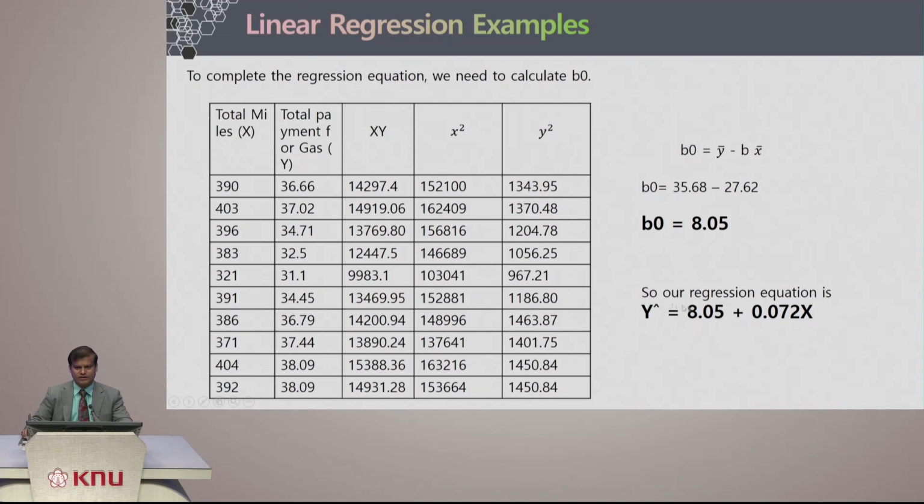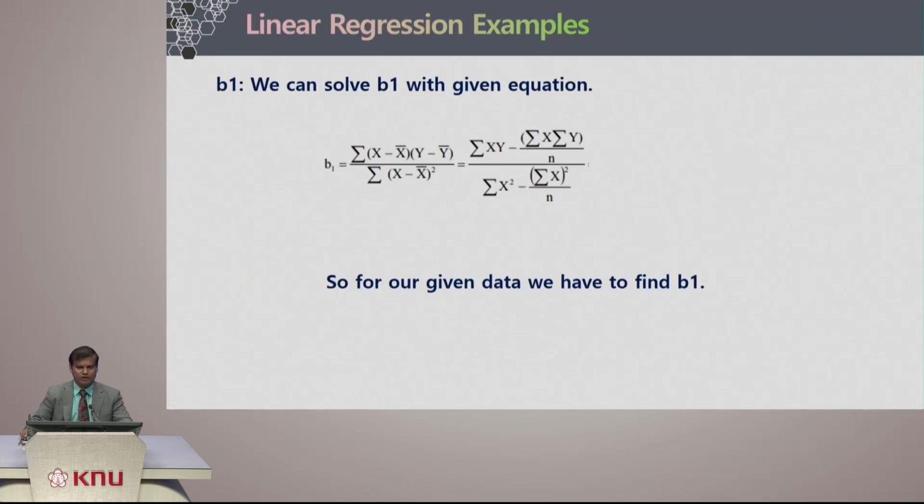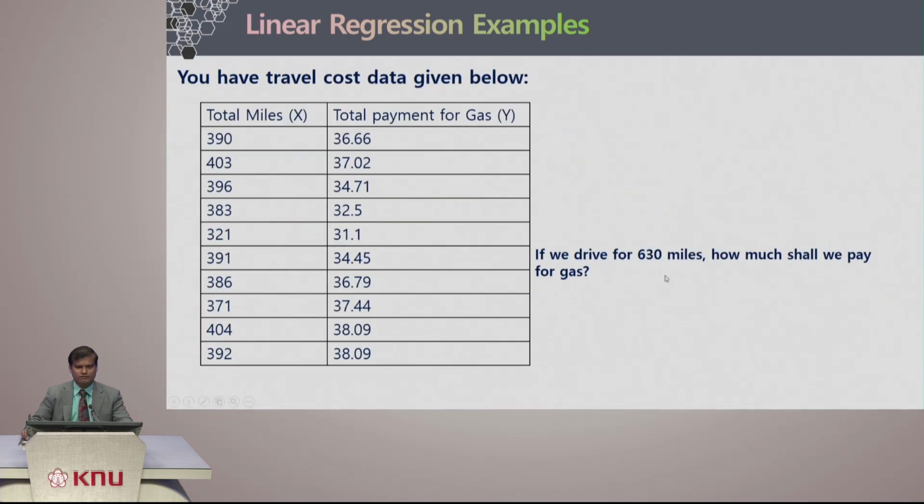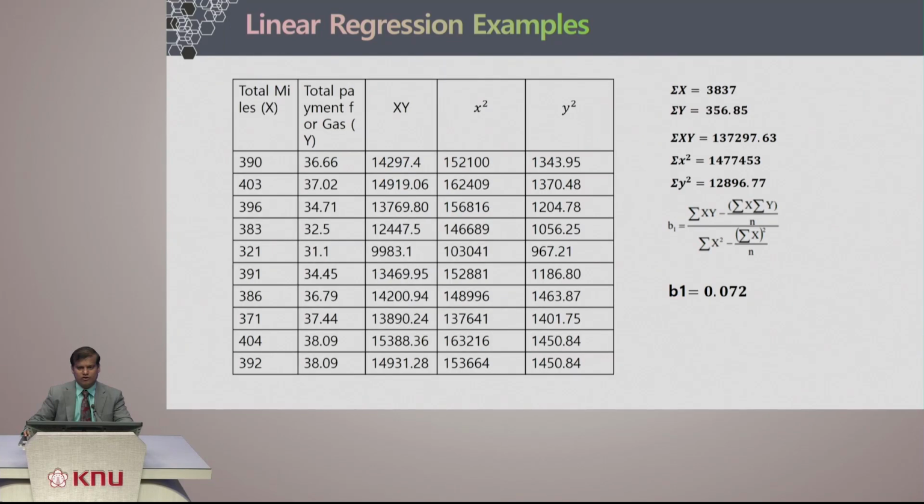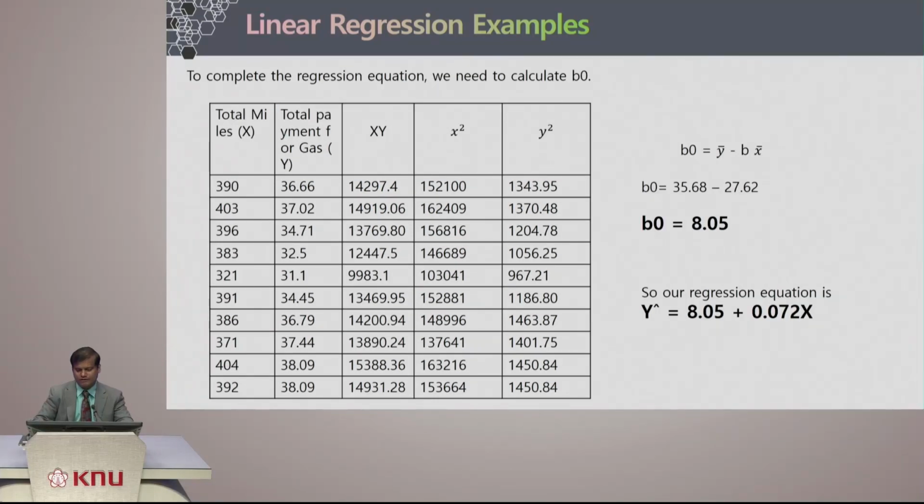For example, here is our regression equation, y equals 8.05 plus 0.072 times x. If you want to calculate a particular value for y, which is the payment of gas in this case, you just have to plug in the values for x. In the previous problem, the question is, if you drive 30 miles, what would be the gas payment? So accordingly, you can try it out here.